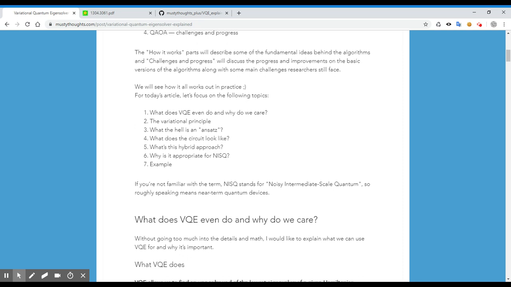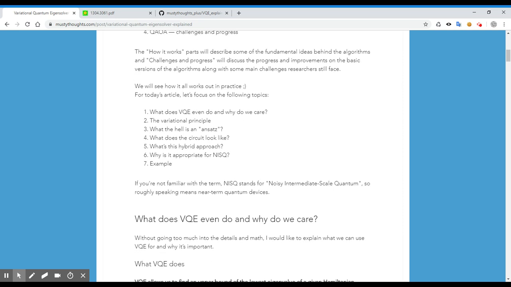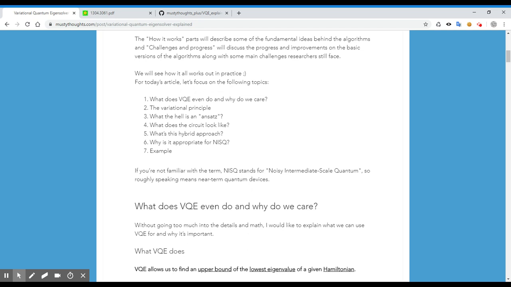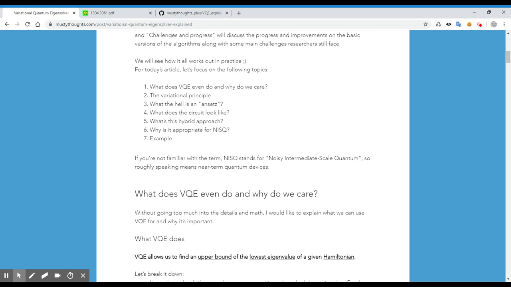The how it works part will describe some of the fundamental ideas behind the algorithms, and challenges in progress will discuss the progress and improvements in the basic versions of the algorithms, along with challenges that researchers still face. We'll see how it all works in practice. For today's article, let's focus on the following topics.